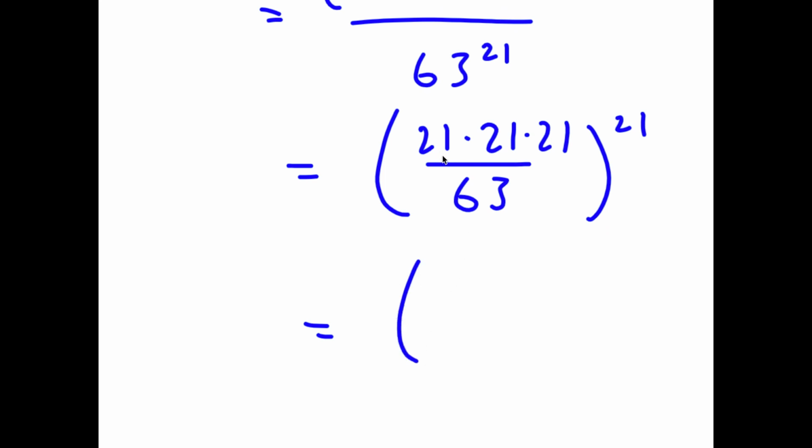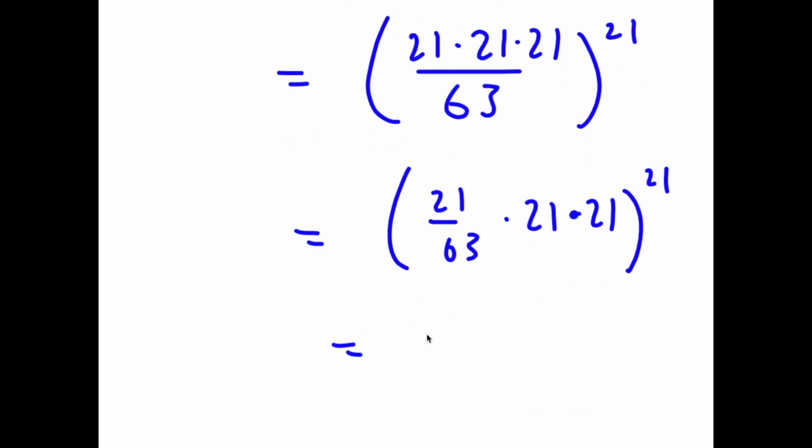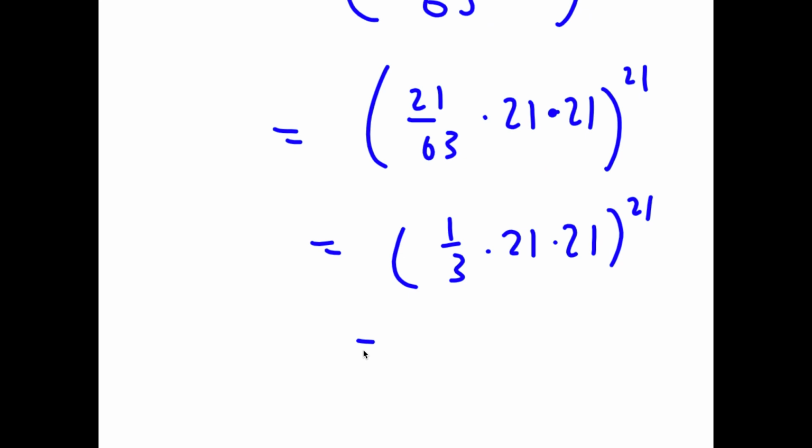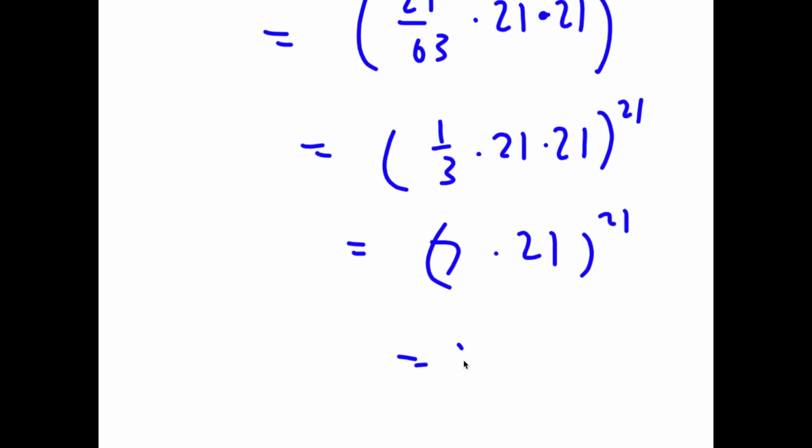Now this is the same thing as 21 over 63 times 21 times 21 to the power of 21. 21 over 63 is 1/3. So I have 1/3 times 21 times 21 to the power of 21. 1/3 times 21 is 7, so I have 7 times 21 to the power of 21, which is again 147 to the power of 21.